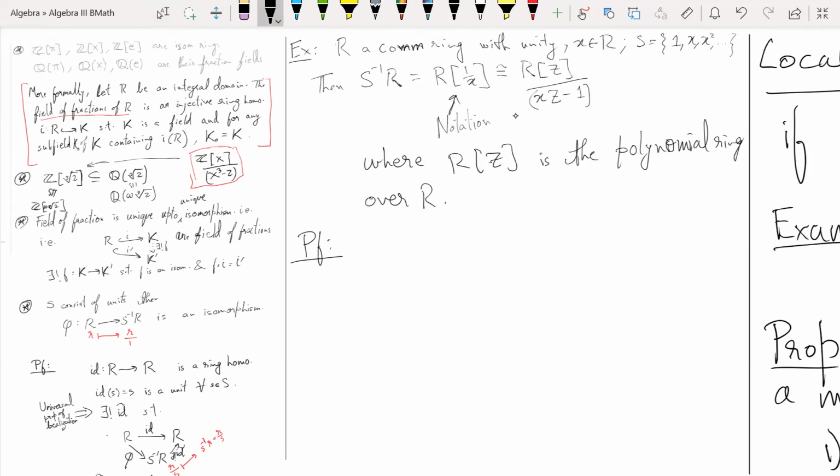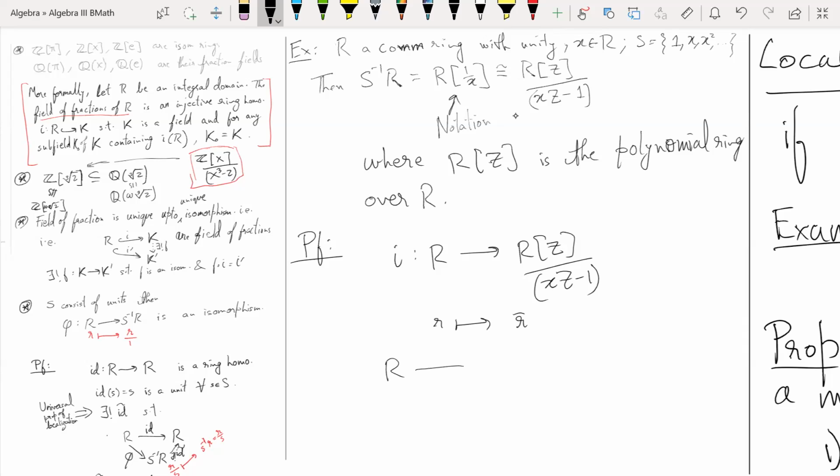So let's try to give a map from S inverse R to this ring using the universal property. Let's first consider this map. Actually, this is a natural map, so I'll write it as I from R to R[z] mod xz minus 1. So what is this natural map from the ring R to this other ring? R goes to its image here, r to r bar. Or you can think of it as a composition of these two maps, R plus this ideal, if you write in terms of cosets.